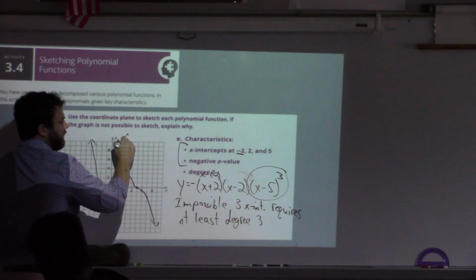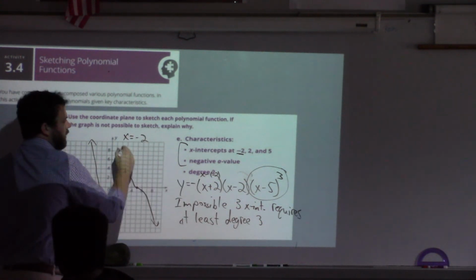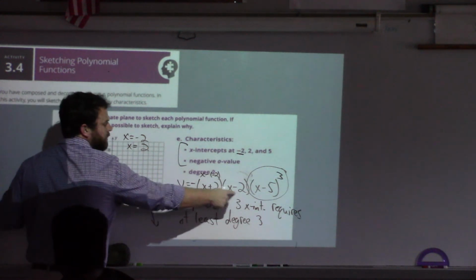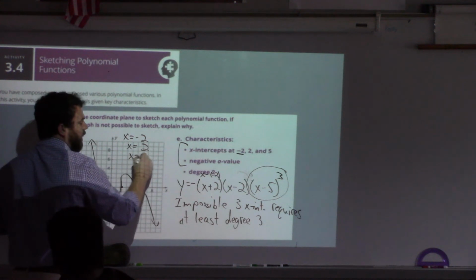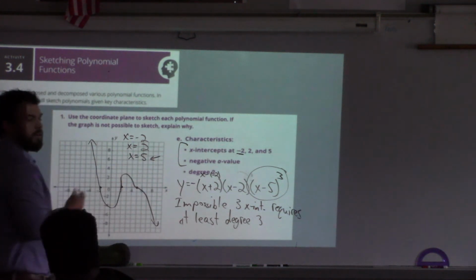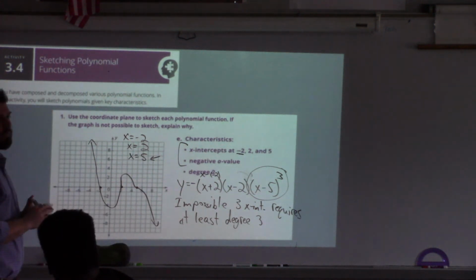So we would have an x-intercept of x equals negative 2 here. We would have an x-intercept of x equals 2 there. Oh, I see. But then I would have an x-intercept of x equals 5 three times. But in terms of roots, that would be a multiplicity of 3. Yeah, okay.